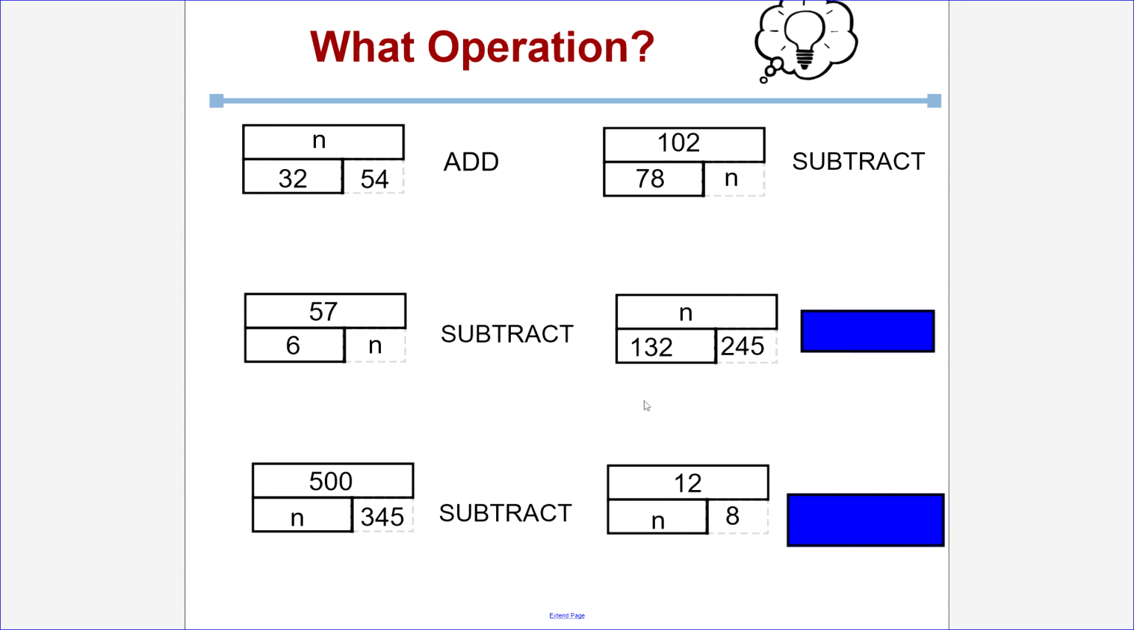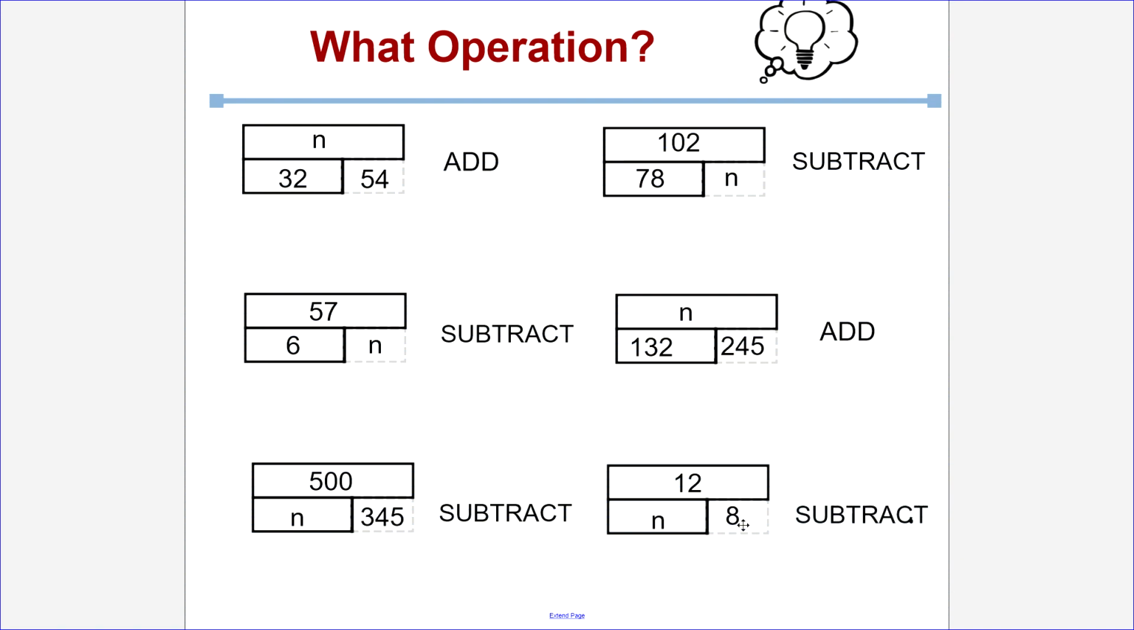What about this tape diagram? How would we find the unknown information n? You're right, we would add to solve this problem because the lesser amount plus the difference equals the greater amount. And finally, look here. What would we do to solve this problem? How would we find the missing information n? You're right, we would subtract because the greater amount minus the difference equals the lesser amount.